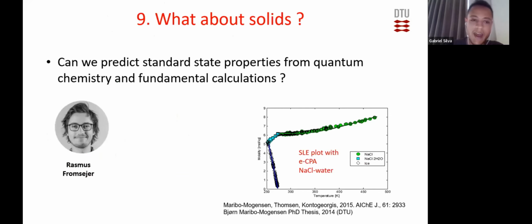From solids, we have now some projects that are actually dealing with quantum chemistry. And sorry, but I know nothing about quantum chemistry. I just know that there are projects which try to capture some properties using more fundamental ab initio calculations.